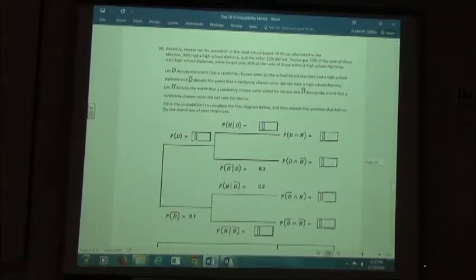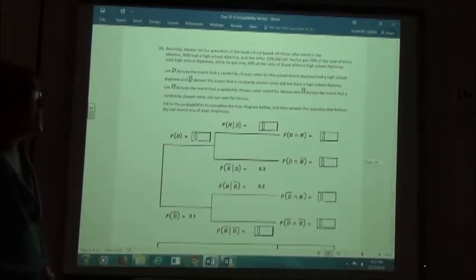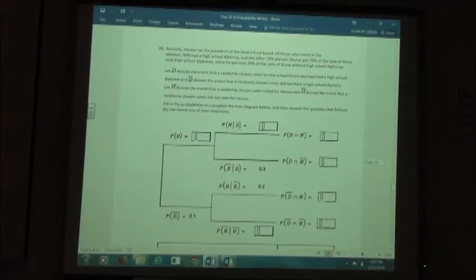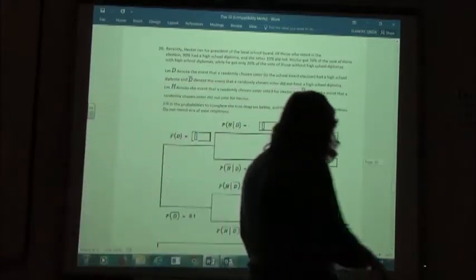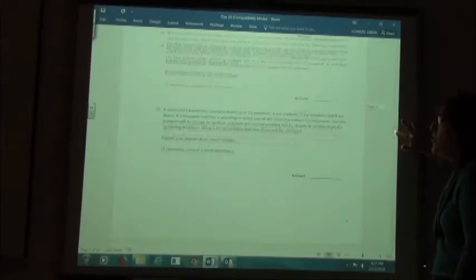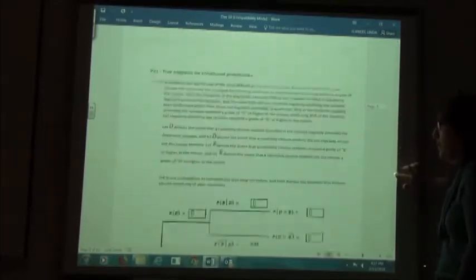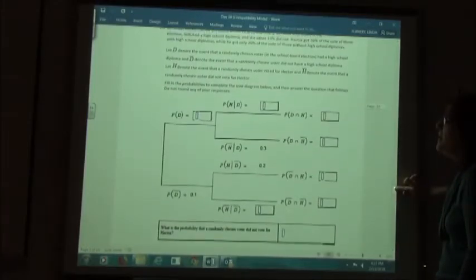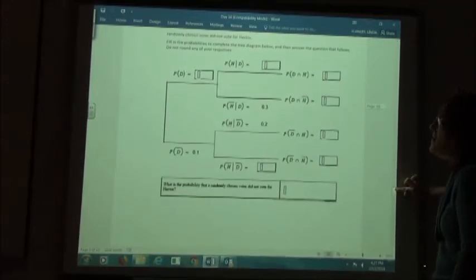D is the event that the voter had a high school diploma. The D with the bar, they did not have a high school diploma. H means they voted for Hector. H with a bar means they did not vote for Hector. So again, we're going to fill out this chart, and then we'll answer the question based on what we get in our chart. Now I got to find my problem again. Where is Hector? That must be Hector there.